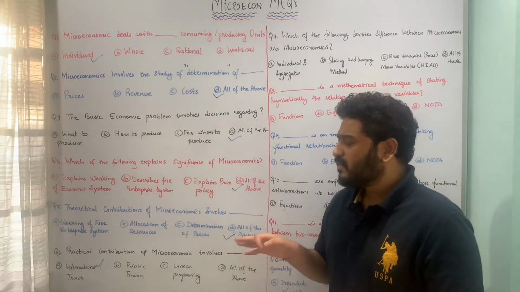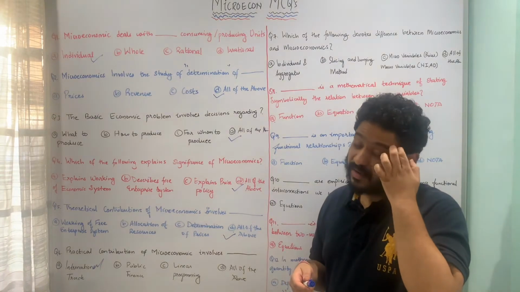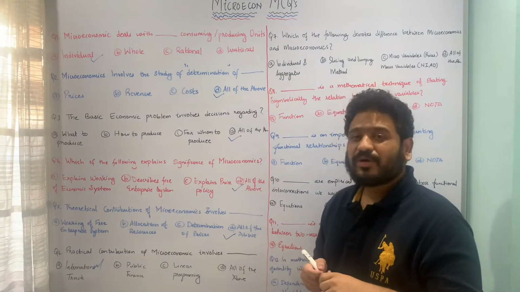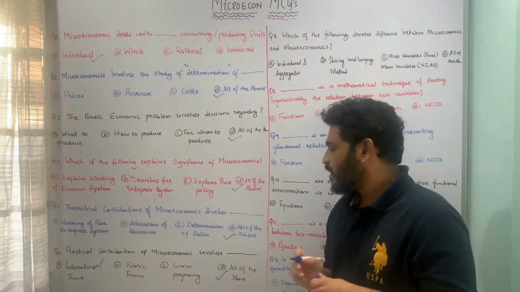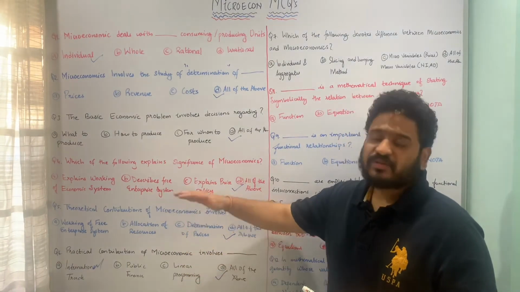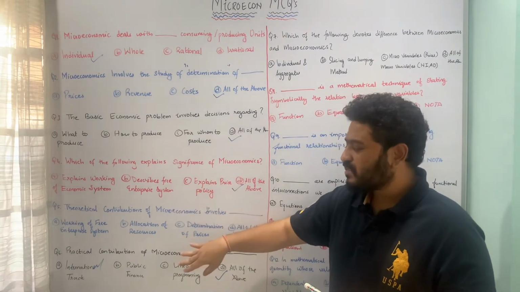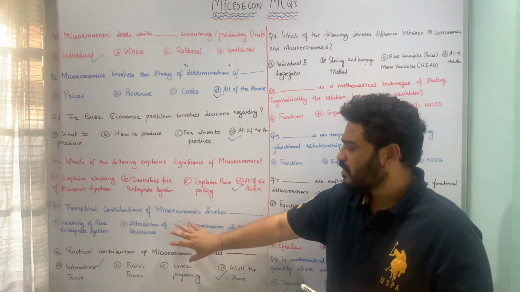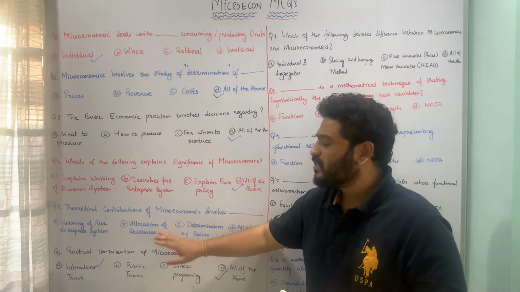All these three things are in a sense talking about the practical contribution of microeconomics, and therefore option D, all of the above, is the correct answer to this particular question. I hope the idea of both the theoretical contribution as well as the practical contribution of microeconomics is pretty much clear with the help of these two questions.